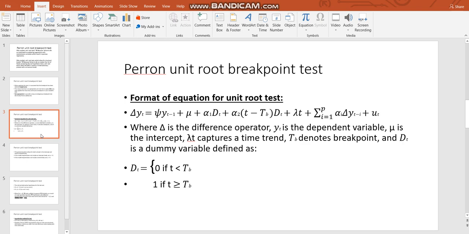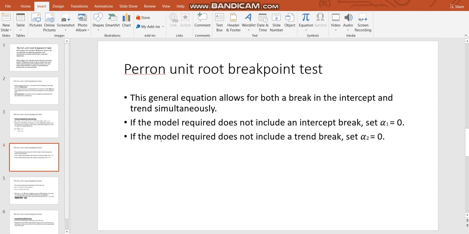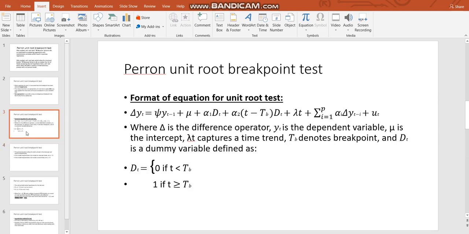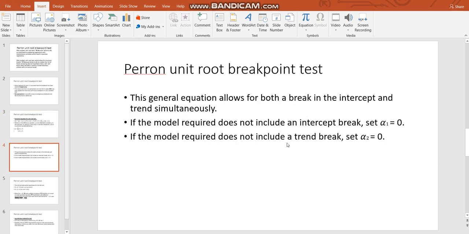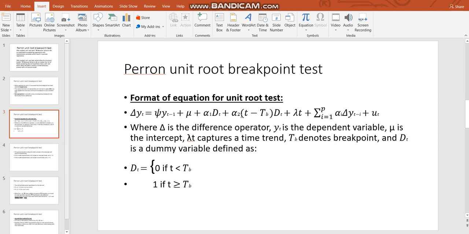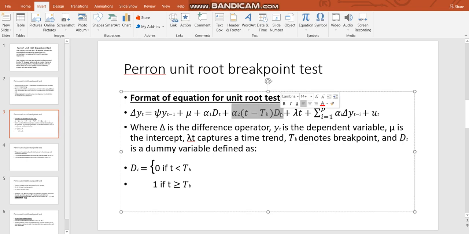Here's the actual format of the equation for the unit root test, right there. And also, if your model does not include an intercept break, set alpha 1 to 0. Alpha 1 is there. If your model does not include a trend break, a trend is a time trend, set alpha 2 to 0. So this whole thing would become 0 then.